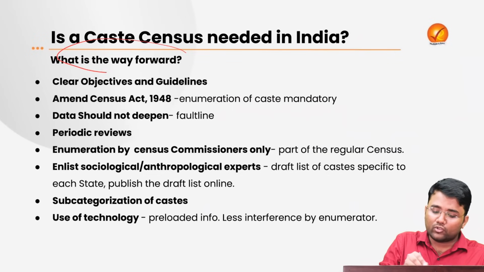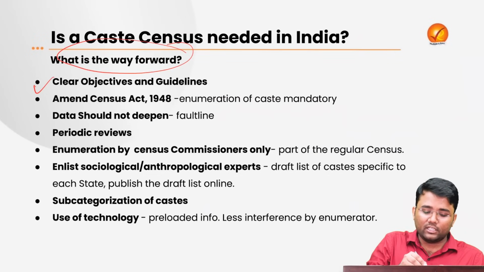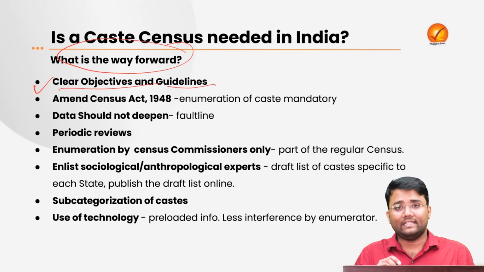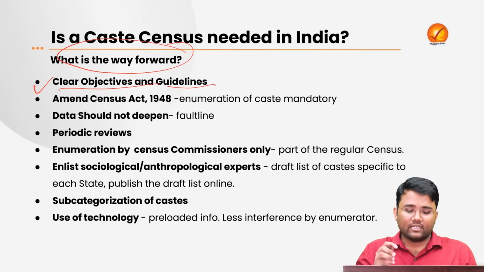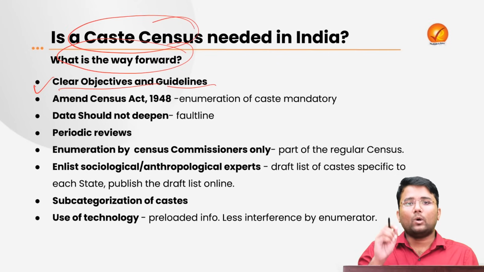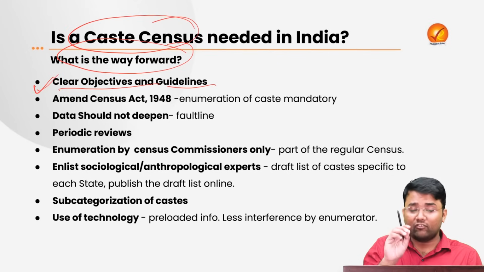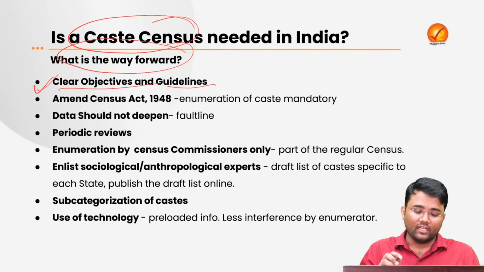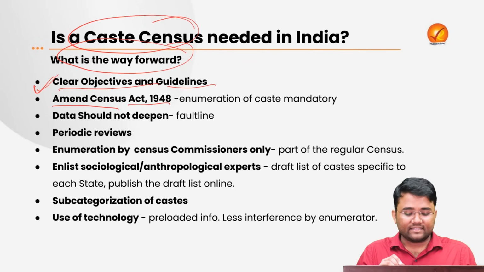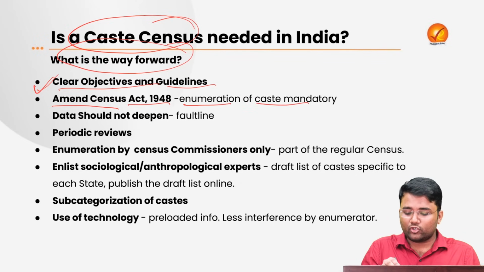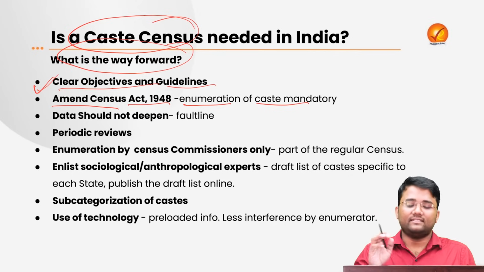Caste census. So what is the way forward? First, there is need for clear objective and guidelines that the data that will be coming from the caste census, for what purpose they will be used. Okay, so we need to clearly have proper objectives and guidelines. We can also amend the Census Act 1948. With this, there can be enumeration of the caste mandatory by the census itself.